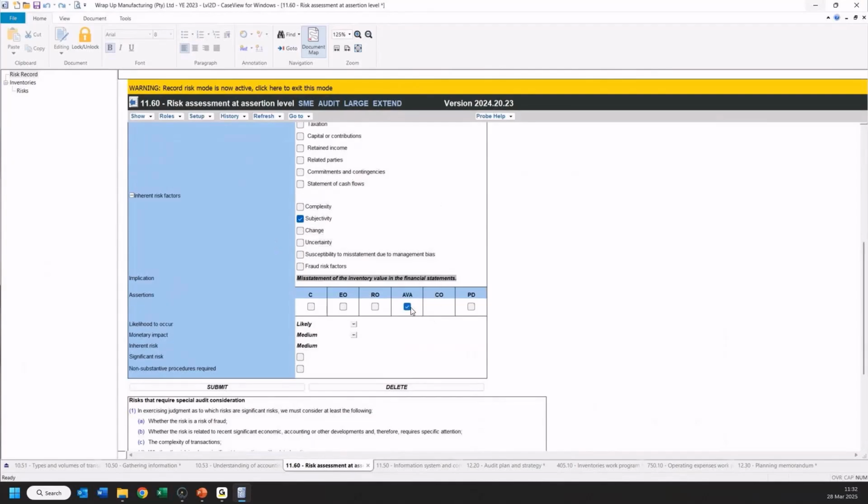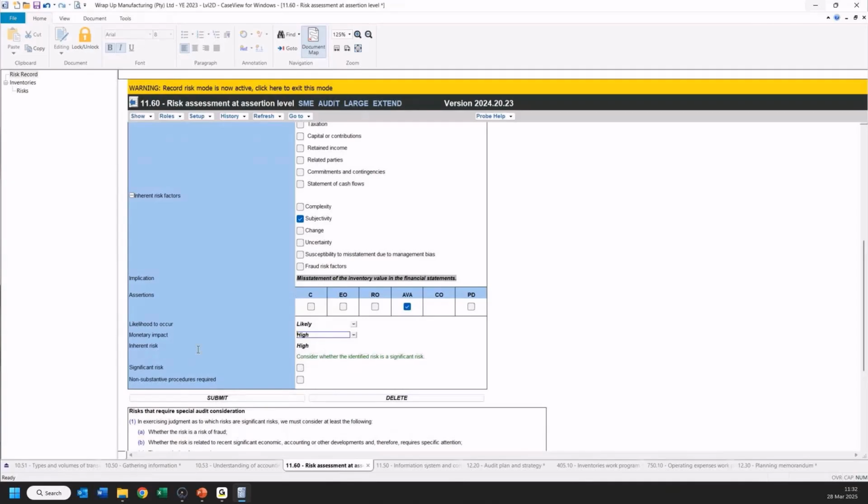We said it's ABA. Let's say I say, well, it is likely, but you know what? The monetary impact is not just medium, it's actually going to be high, right? You can see that the combination of those two automatically tell me what the inherent risk is based on basically the programmed spectrum of inherent risk that we have. So if I adjust either of these upwards in this scenario, then I will have the inherent risk factor go to the higher end of the spectrum. Does that sound familiar? Higher end of the spectrum is now indicating that maybe this is a significant risk.